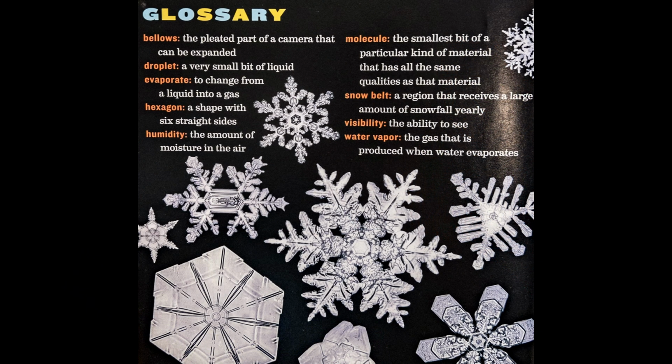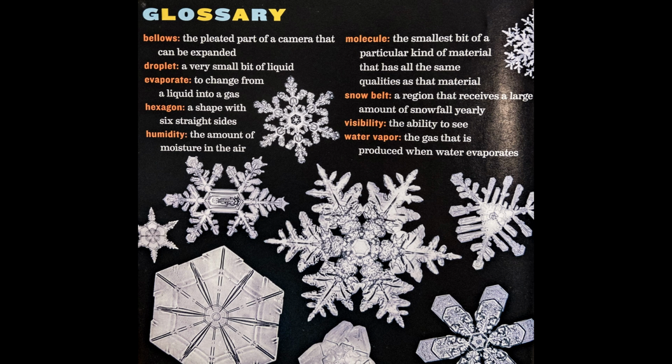Bellows, the pleated part of a camera that can be expanded. Droplet, a very small bit of liquid. Evaporate, to change from a liquid into a gas. Hexagon, a shape with 6 straight sides. Humidity, the amount of moisture in the air. Molecule, the smallest bit of a particular kind of material that has all the same qualities as that material.